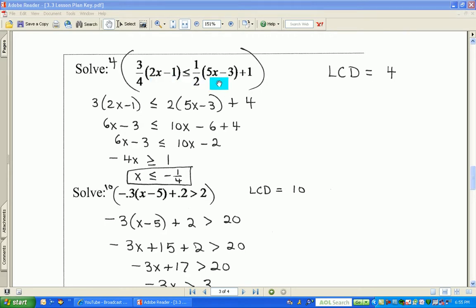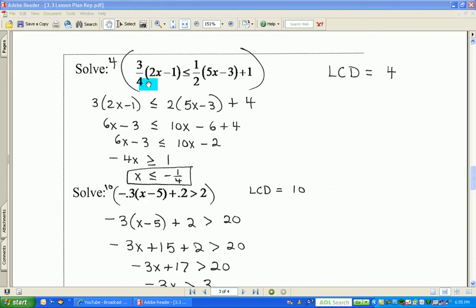1/2 times the quantity 5x minus 3. 5x minus 3 is in a bubble. That is only going to get multiplied through by the LCD one time. Now this plus is not in a bubble, so that means when I go past it, I'm moving on to another term. So 1 is a separate term. It's going to get multiplied by 4 as well.